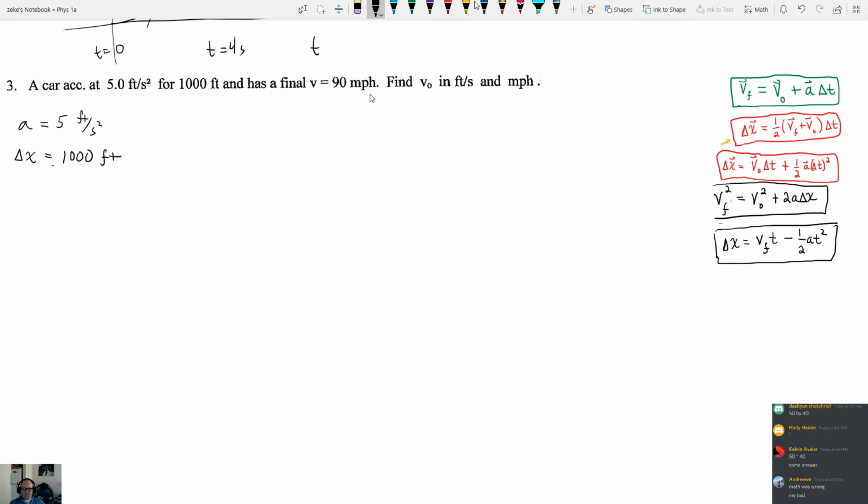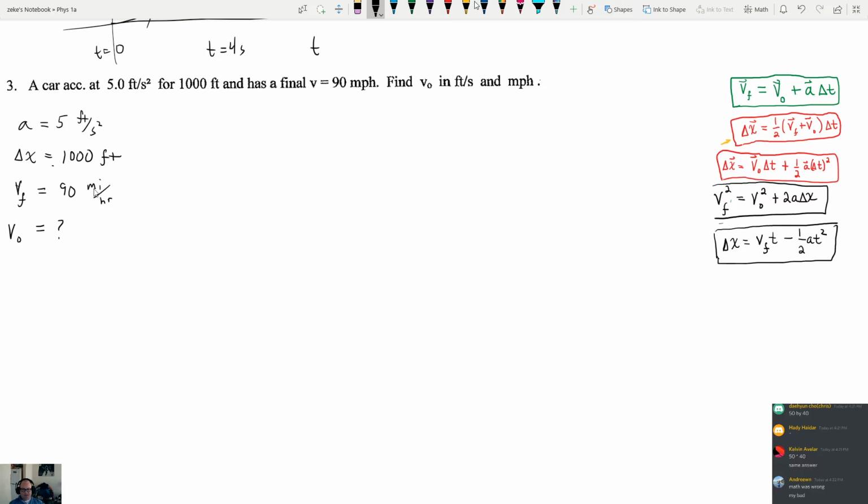And has a final velocity of 90 miles an hour. So that's our final velocity. And instead of writing mph, I'll just write miles per hour. Our goal is to find the initial velocity in feet per second and in miles per hour. So we're given 3 pieces of information and 1 unknown, which is the initial velocity.